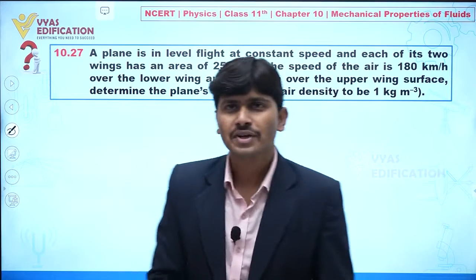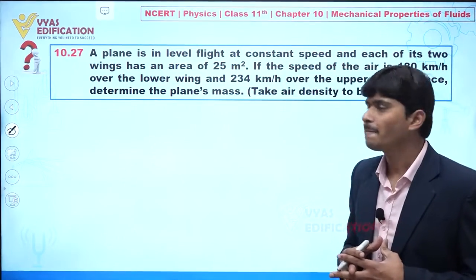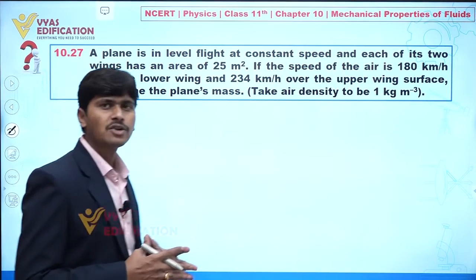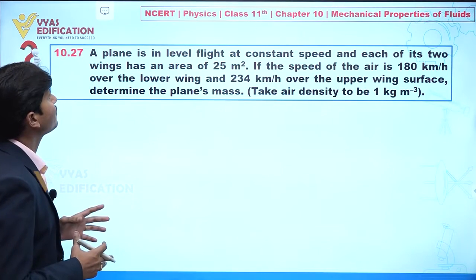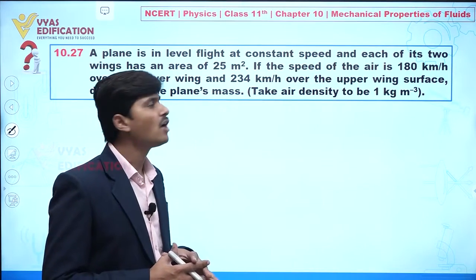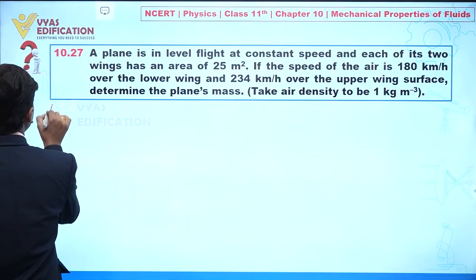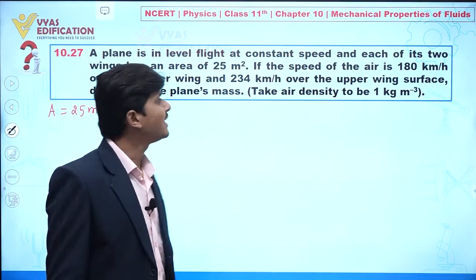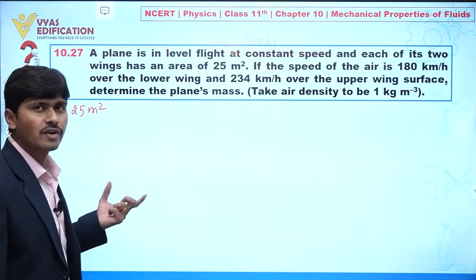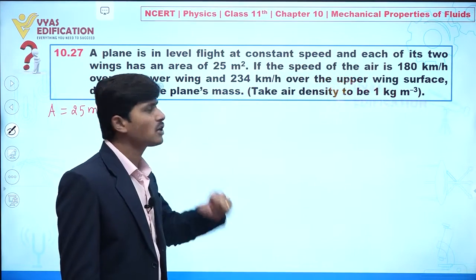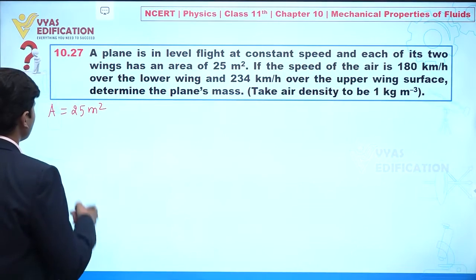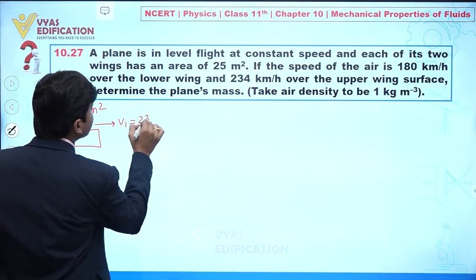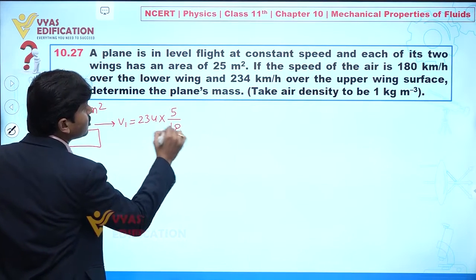Now dear student, we are going to discuss question number 10.27, and in this question it is given to you that a plane is in level flight at constant speed, and each of its two wings has an area of 25 meter square. It means the area of a wing is given as 25 meter square. If the speed of air is 180 km per hour over the lower wing, and 234 km per hour over the upper wing surface. So let's suppose this is a plane and here we have velocity, this is 234 km per hour, clear. We can convert into meter per second.